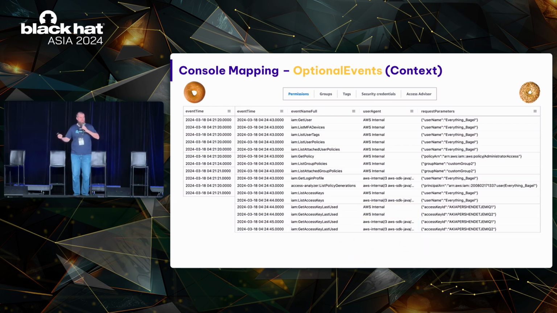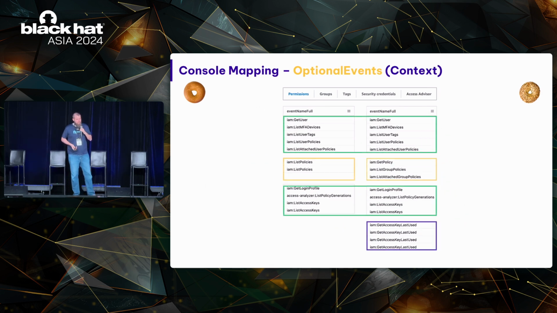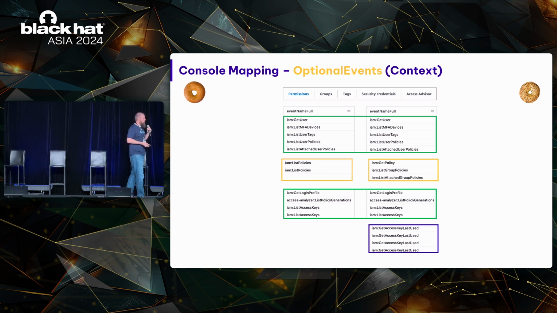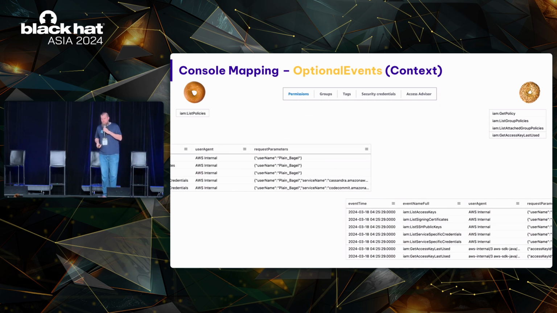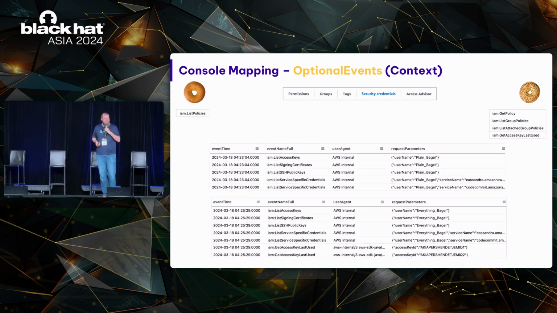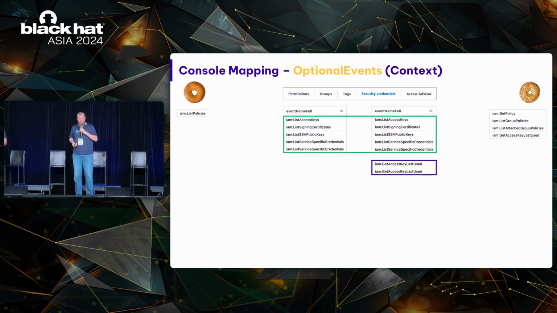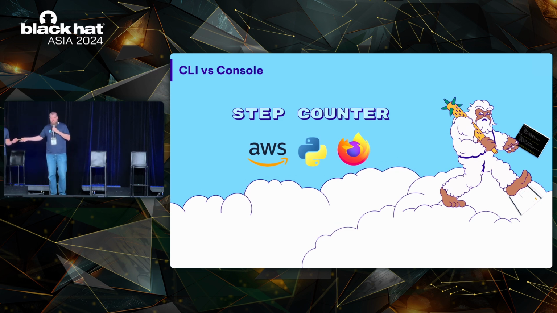But if we're just to compare these events for the everything bagel and plain bagel user, we'll see in the green boxes are the common events that are there no matter what. And then in the yellow and purple, we have the optional events that are dependent on the context. If we click into the security credentials, we'll see a pretty similar story. Again, most of these events, all the ones in green are the common ones no matter what, and then purple are the different events. Again, in this case, based on if an access key is present for that user.